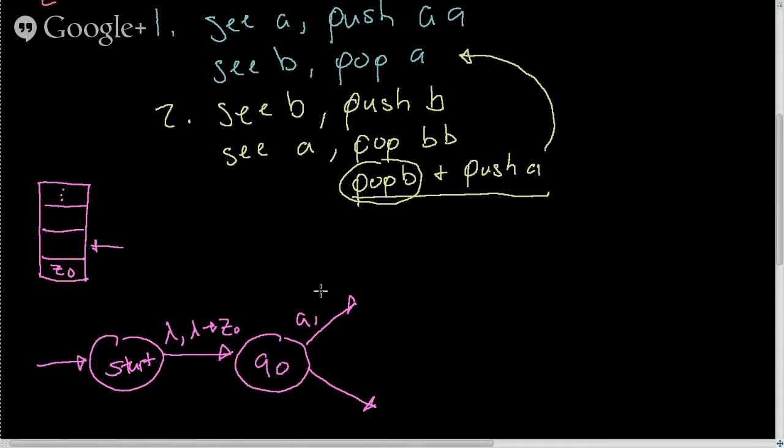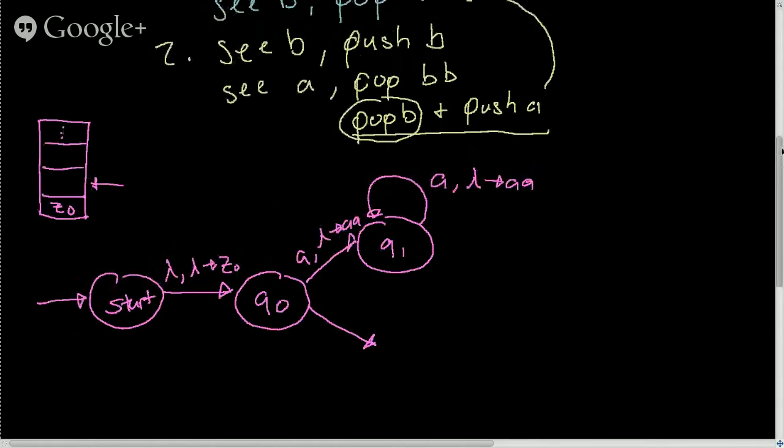So lambda will go to AA. This will be Q1. And we can do that as many times as we want. So every time we see an A, we push two A's to make sure we get twice the number of B's later on.